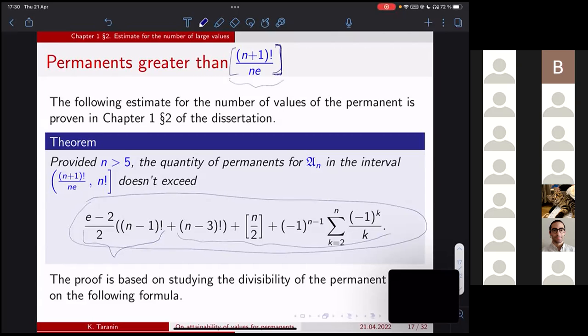Thanks. More questions? I have a naive question. Is it true that the largest value of the permanent, which I guess is achieved on the matrix with all ones, is achieved only on this equivalence class of this matrix, as you explained?